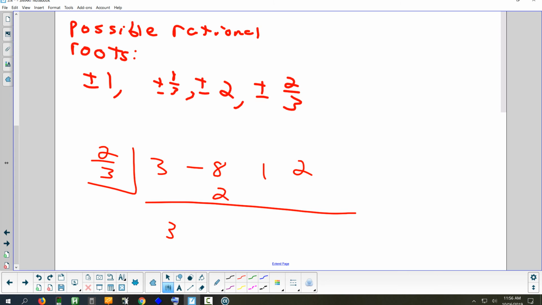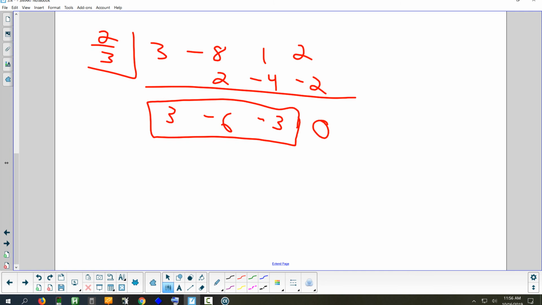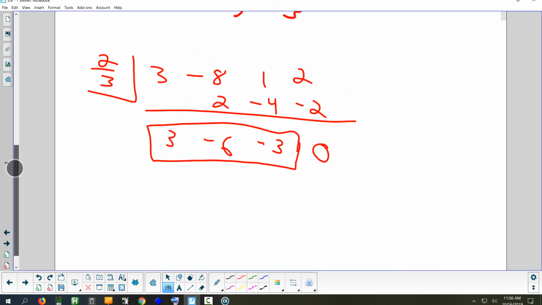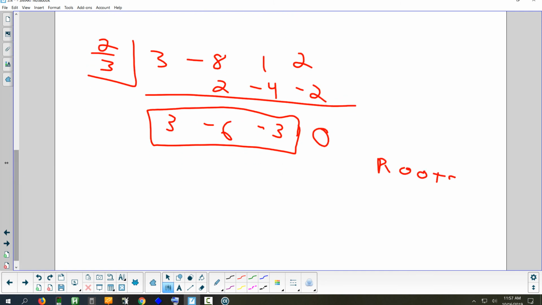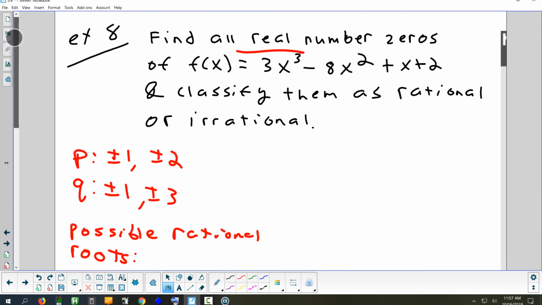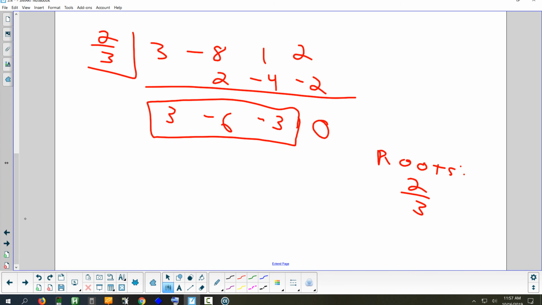2. Negative 8 plus 2? Negative 6. And now 2/3 of negative 6. That's negative 4. Plus 1. What's negative 3 times 2/3? Perfect. Negative 2 plus 2, 0. Now, find the roots there. So let's start a list. Roots. 2/3. And it says to classify it as rational or irrational, that's a fraction. That's rational.